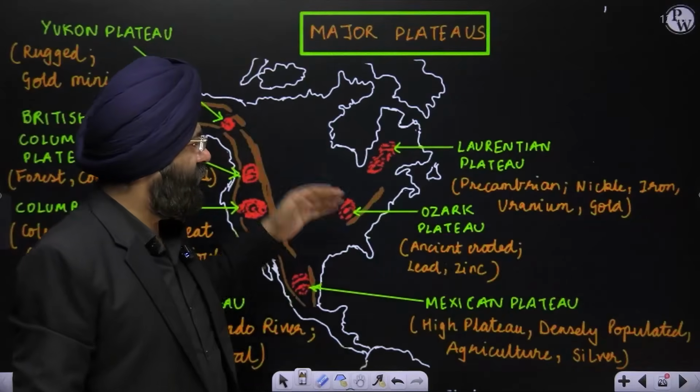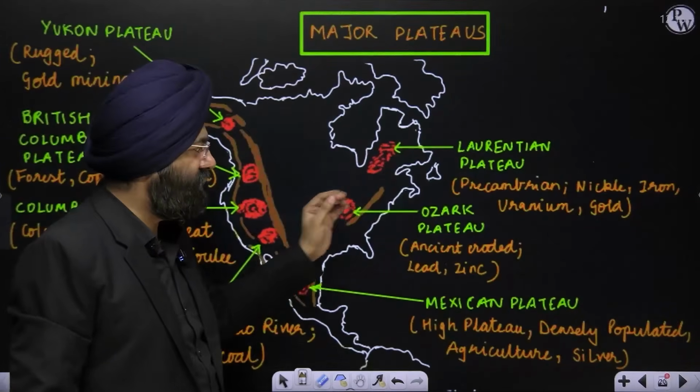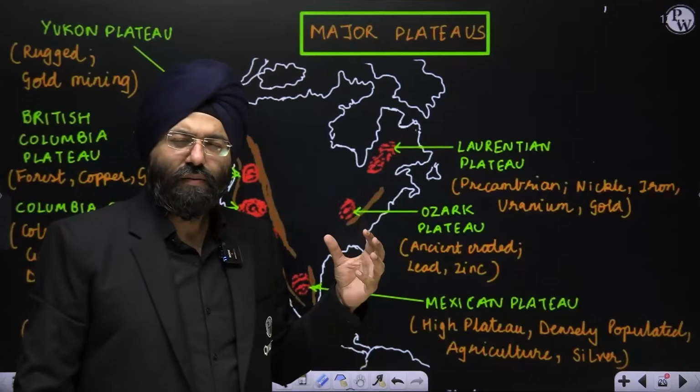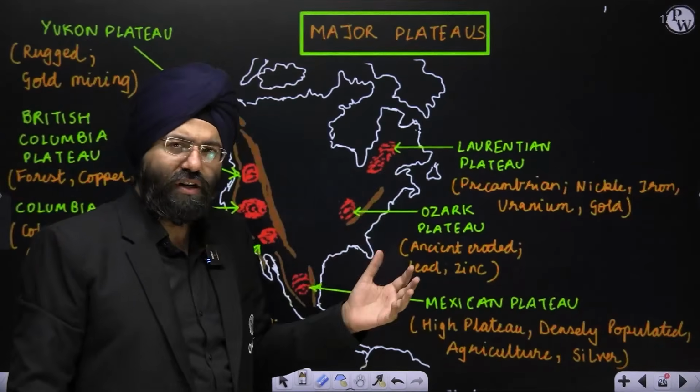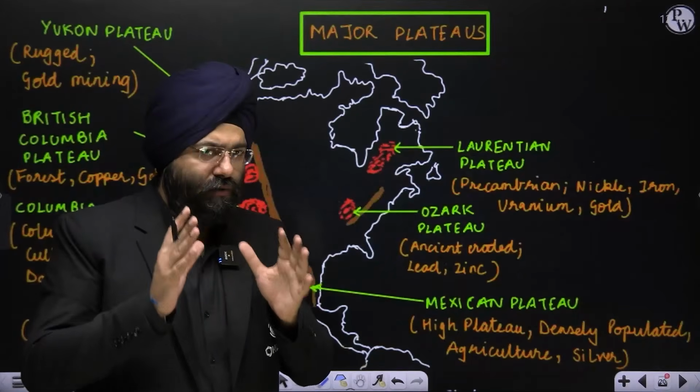You have the Ozark Plateau, which is on the western side of the Appalachian Mountains. It is a very ancient plateau. It is heavily eroded, but lead and zinc are important minerals found here.